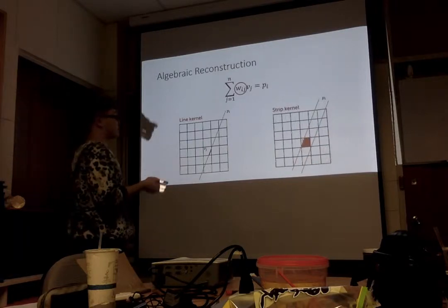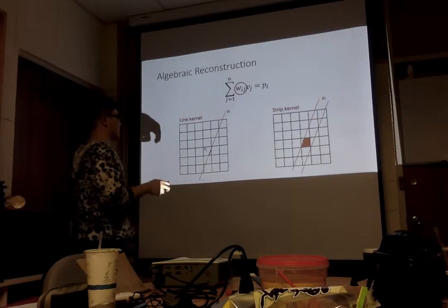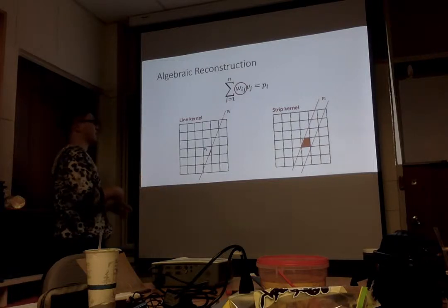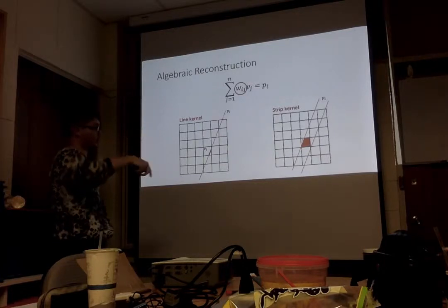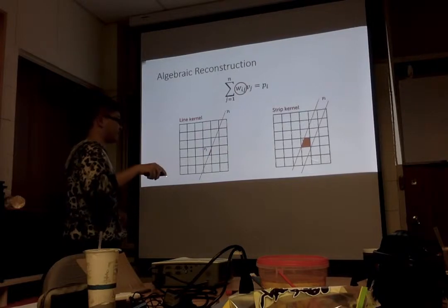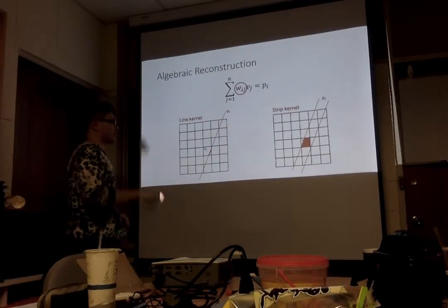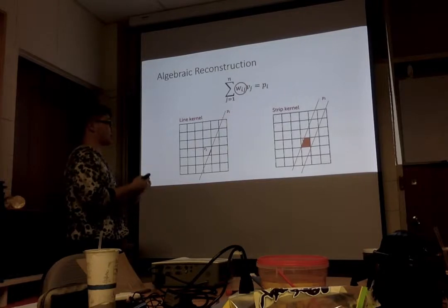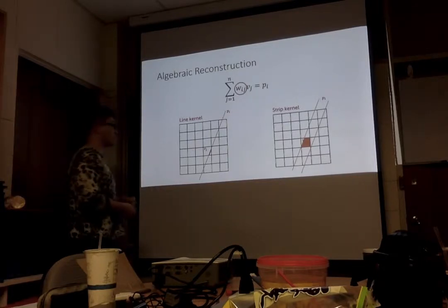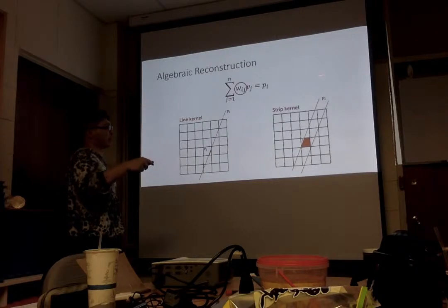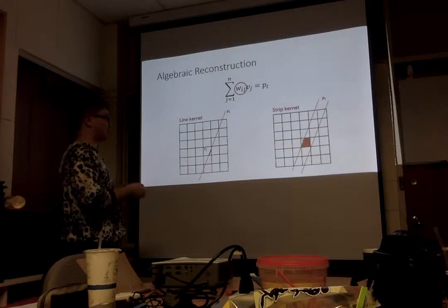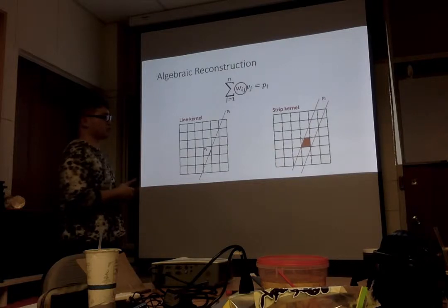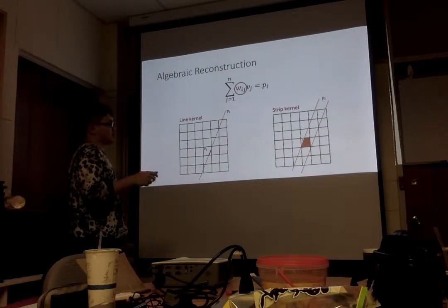The other method is the strip kernel. Unlike the line kernel, it is a ray with a width, not a single ray. So we calculate its area, and different voxels have different area distributions. This method is more accurate for the image, but it costs too much time, so we seldom use it.